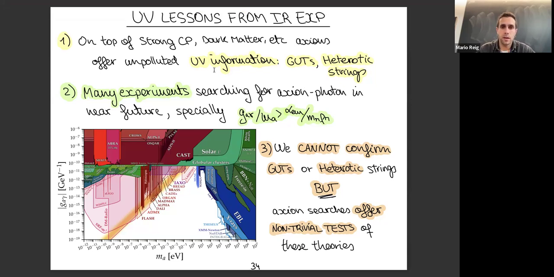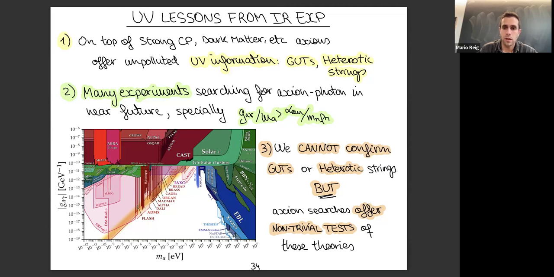So just to conclude, let me just say that it is very exciting that we have a very developed experimental program trying to search for axions coupled to photons, because on top of the standard questions related to dark matter and the strong CP problem, we can also get very valuable information about the UV. Okay, and in particular, it's very exciting that most of the planned experiments are going to look for axions precisely to the left of the QCD band, as you can see in this plot. This is precisely the region where you don't expect axions in grand unified theories or in heterotic strings. So it is a very non-trivial test for these theories.